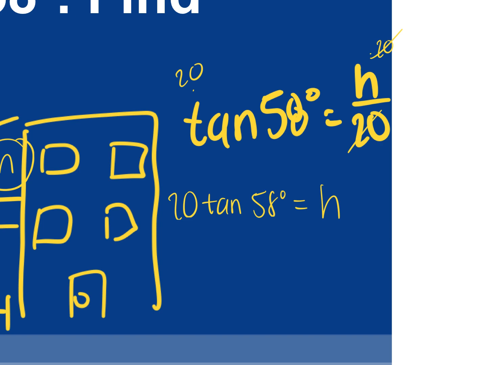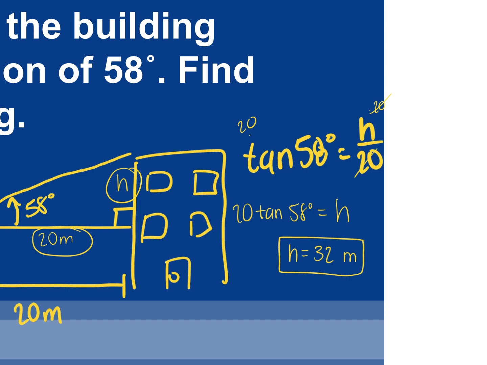So we have 20 times the tangent of 58 degrees, which is 32. So H equals 32, and I believe it was meters, correct? What we just found is almost the height of the building. Does anyone think they know what we need to do to find the actual height of the building?